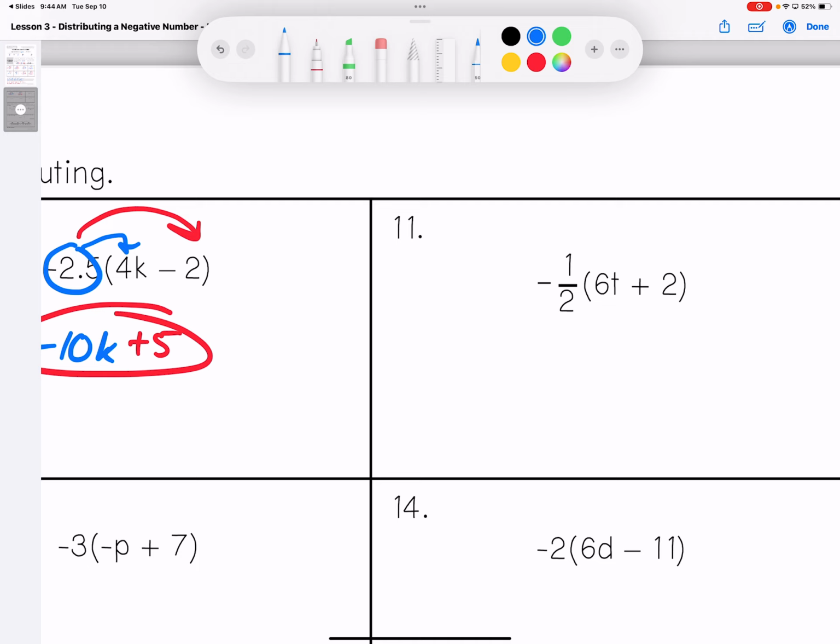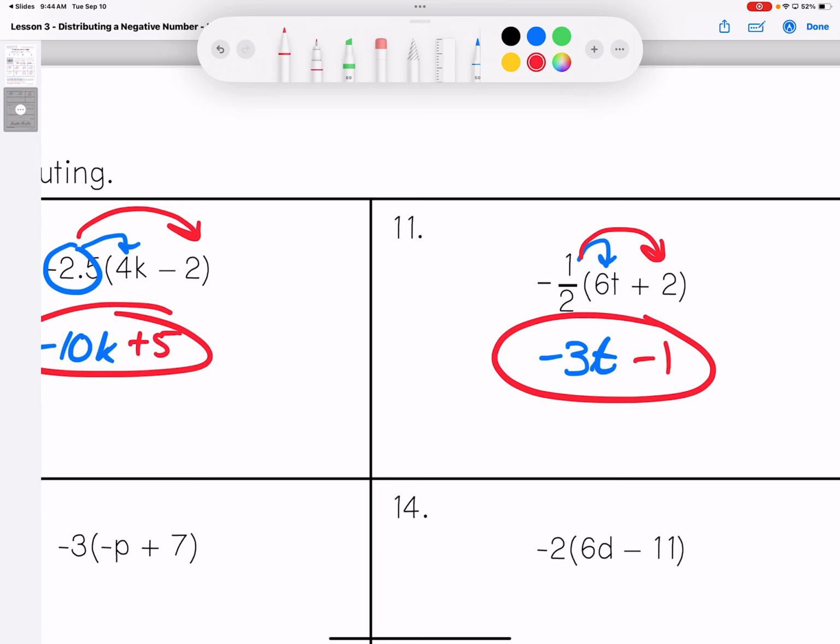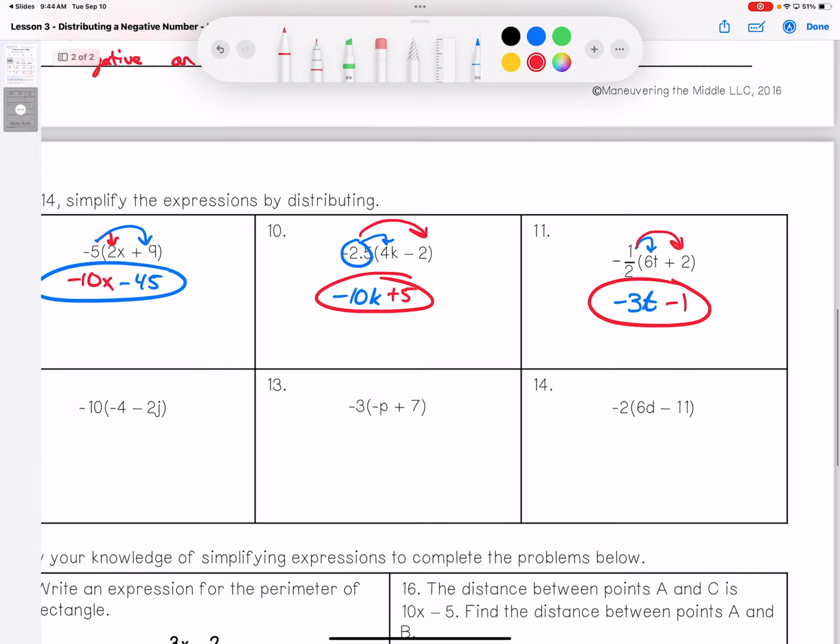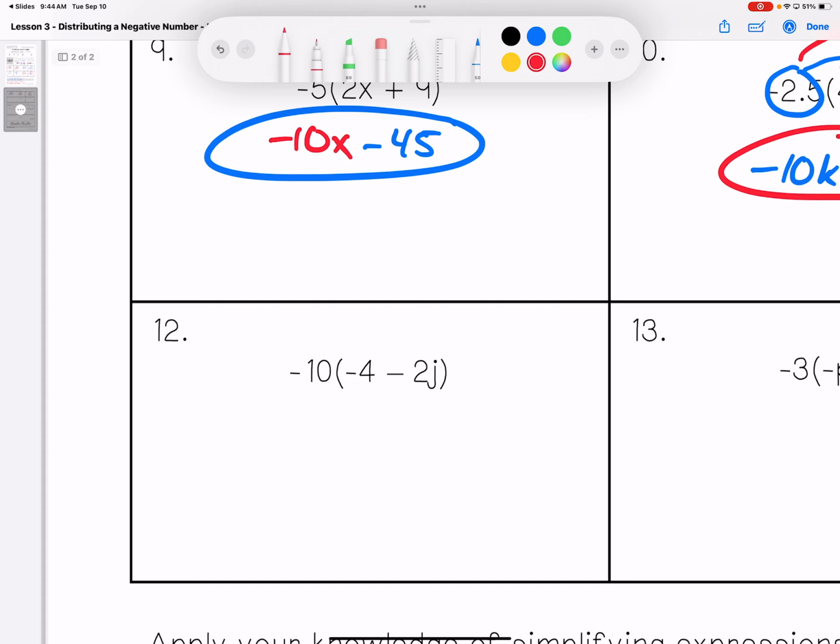All right, over here you've got negative 1/2 times 6, which is negative 3t. And then you have negative 1/2 times a positive 2, which gives you a negative 1. All you need to do in your calculator is negative 1/2 times 2. All right, right here you have a negative 10 times a negative 4, which is 40. You also have a negative 10 times a negative 2j, which is a positive 20j.